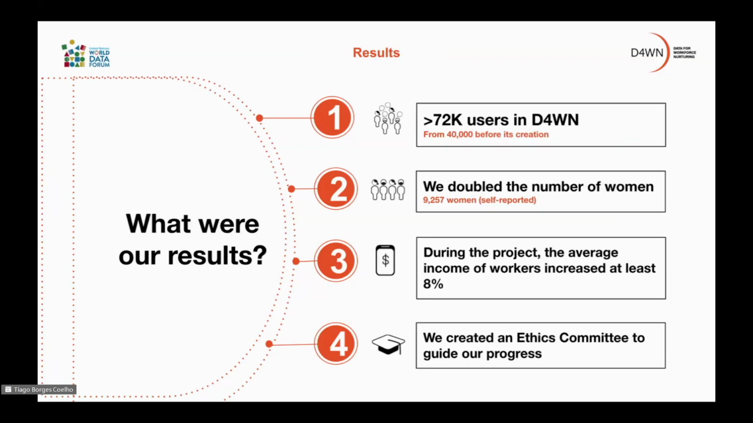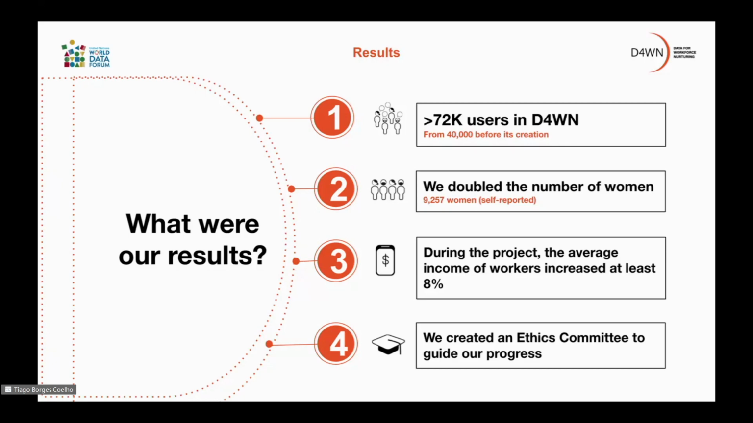So in terms of results, we started at 40,000 users when we started the project in 2021. Now the figures went up to 72,000 by the end of the project, and they're increasing. We also were very worried about the number of women in the platform. We wanted to make an inclusive platform, especially for women. So it was key for us at least doubling the number of women, and we achieved this.